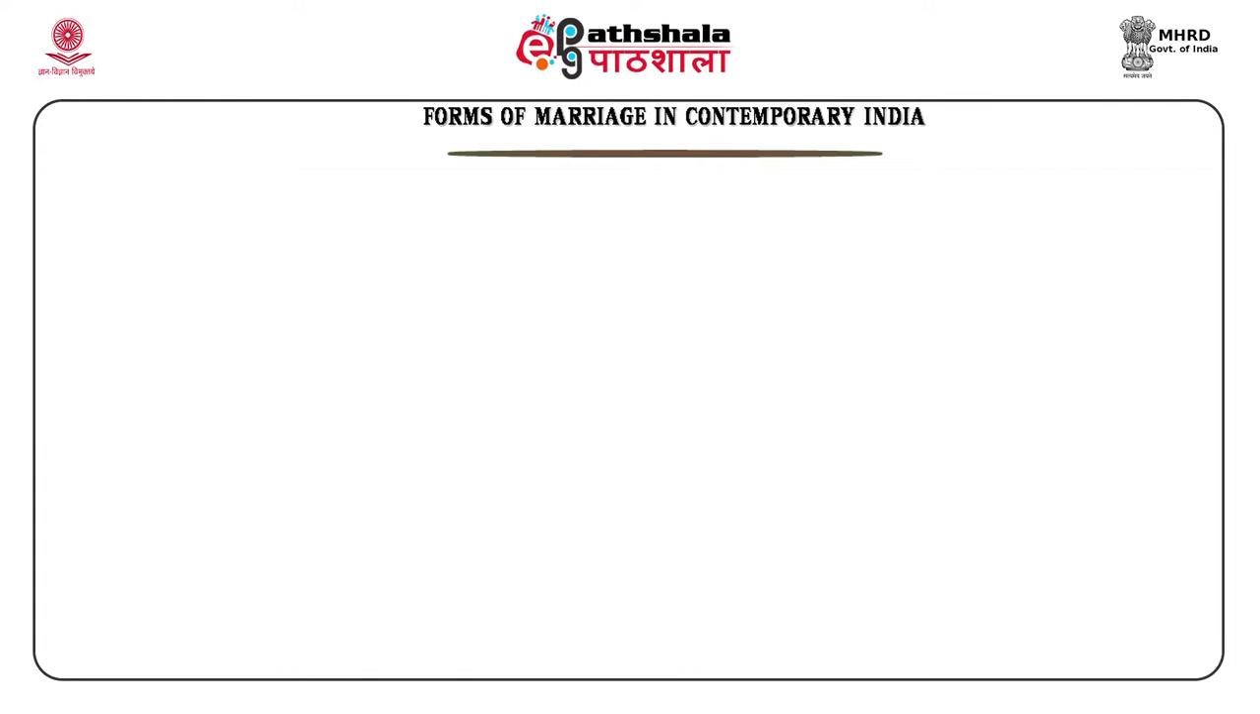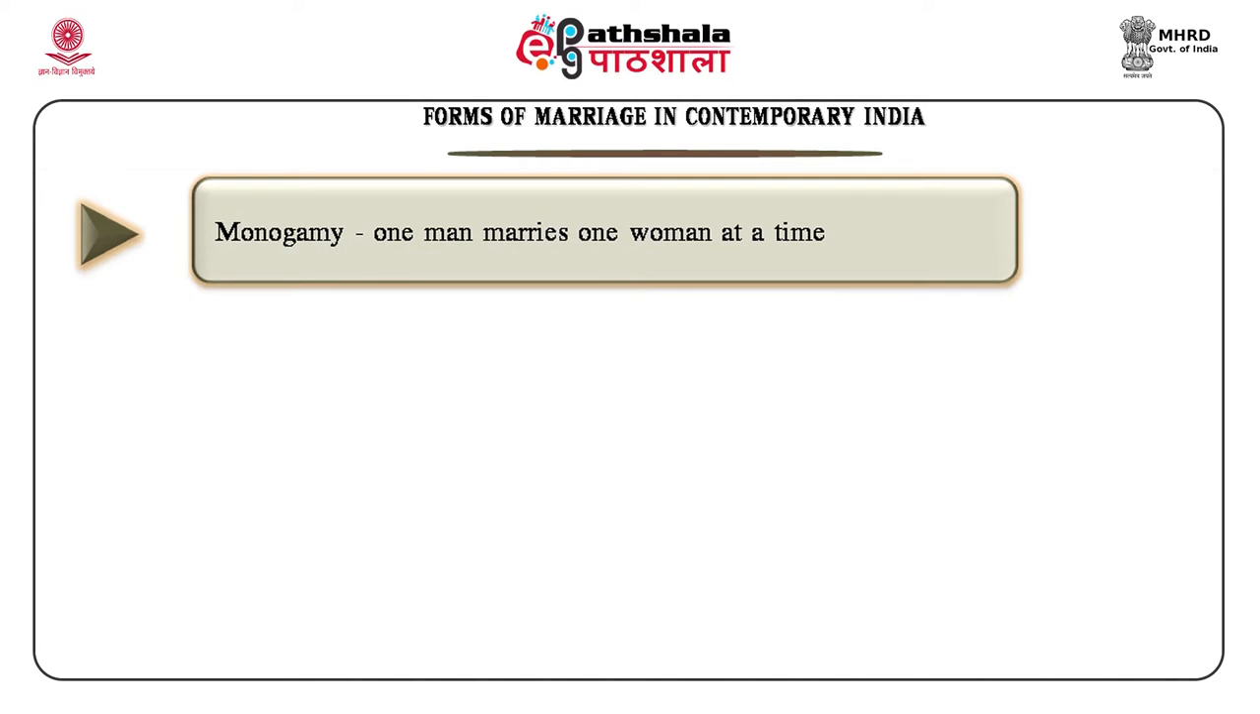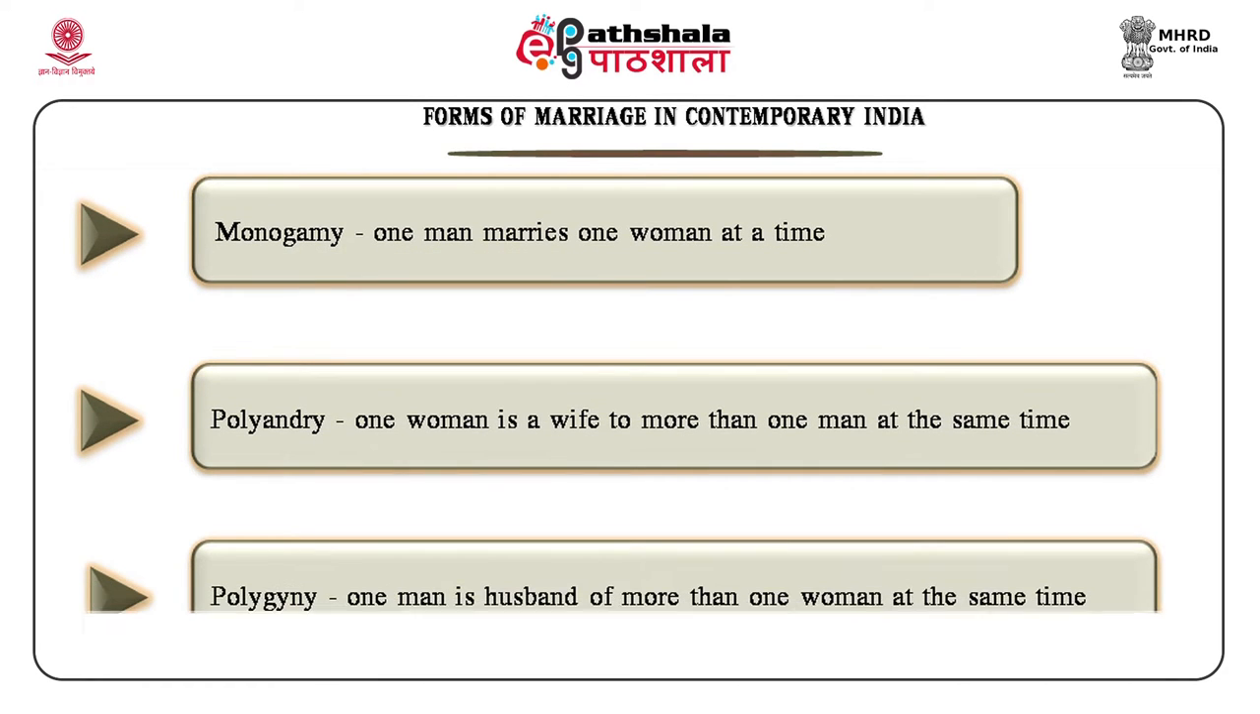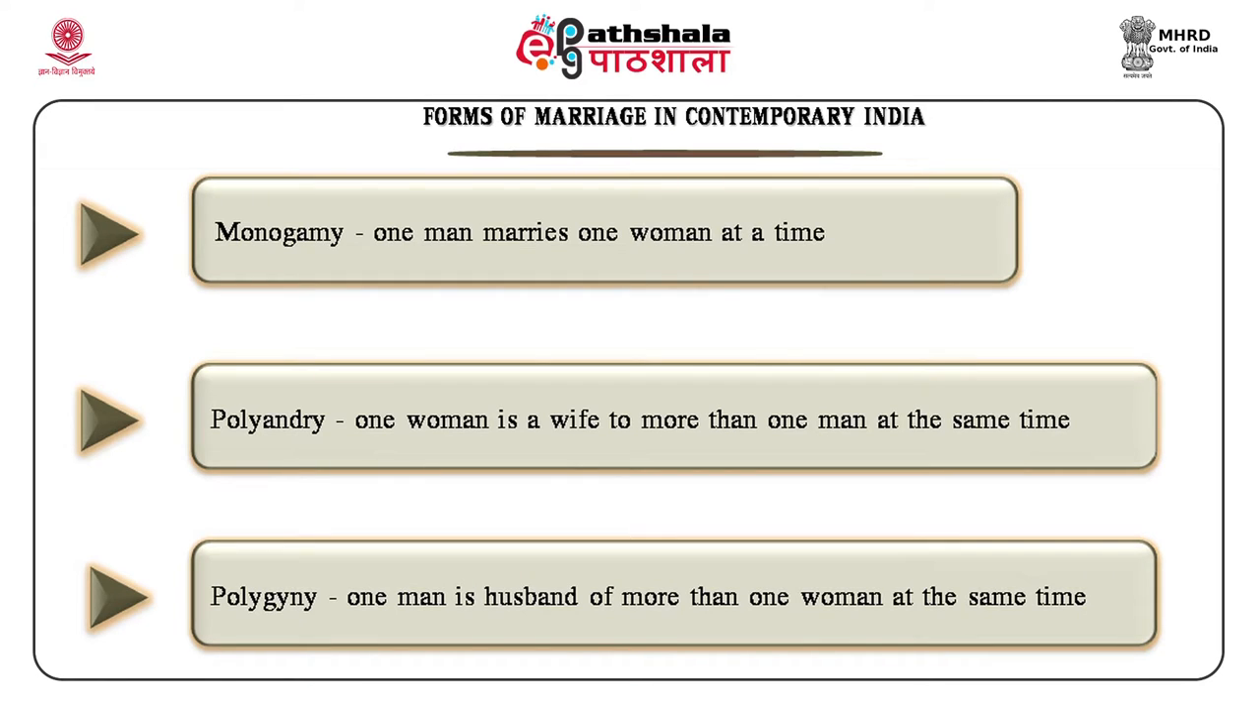Forms of marriage in contemporary India. Monogamy remains the dominant form of marriage in contemporary India. Under monogamy, one man marries one woman at a time. According to Malinowski, monogamy is, has been, and will remain the only true type of marriage.